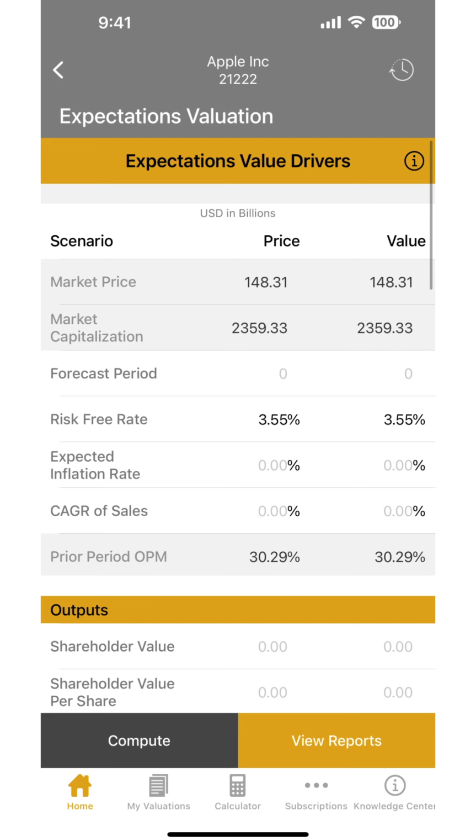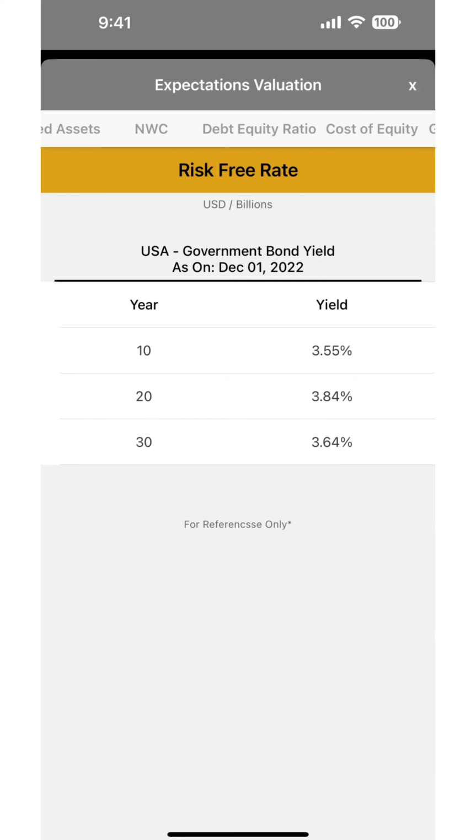Let us now enter the value drivers for both the scenarios for the forecast period. Initially, we shall enter the expectation value driver assumptions same for both the scenarios, and then we'll iterate and analyze what is likely built in the current stock price, and then change the assumptions for the value scenario as per user assumptions. Please refer to the history icon for historical data for each value driver on top right of the screen.